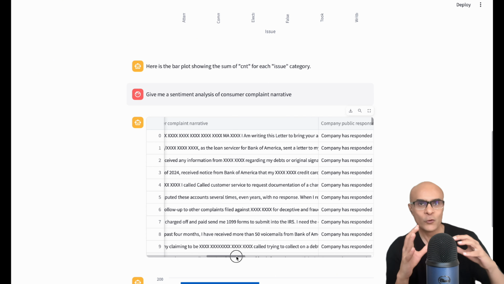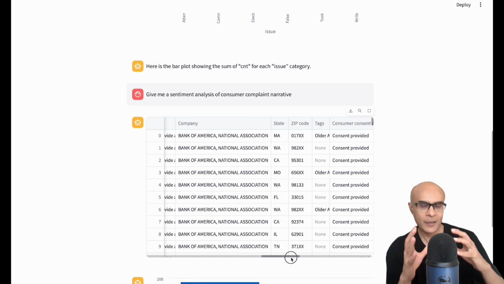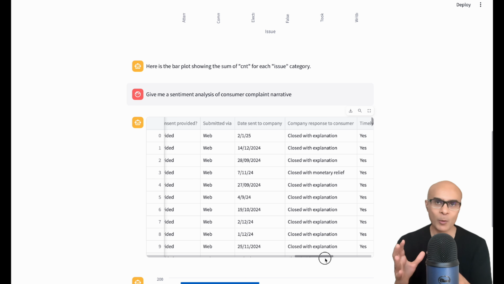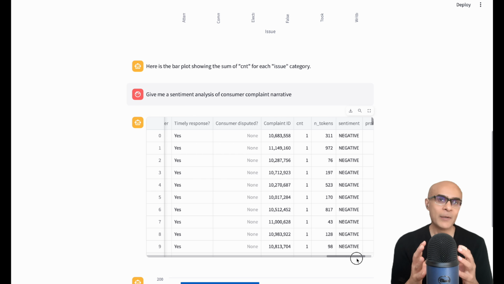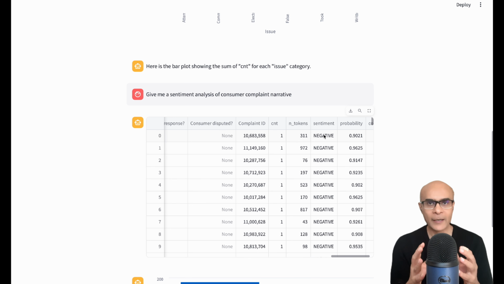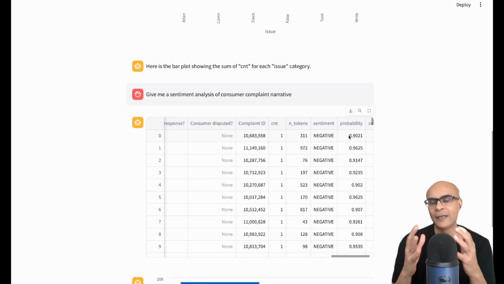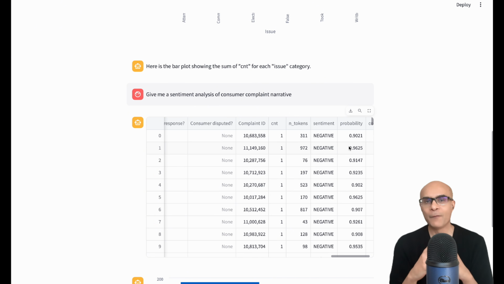In this output data, I see that each complaint has been assigned two new columns. One is the sentiment and one is the probability. So you can see that sentiment of a complaint is usually negative, but the probability is an indication of how negative the complaint is. Let us take the first line, which has got a probability of almost about 90%.